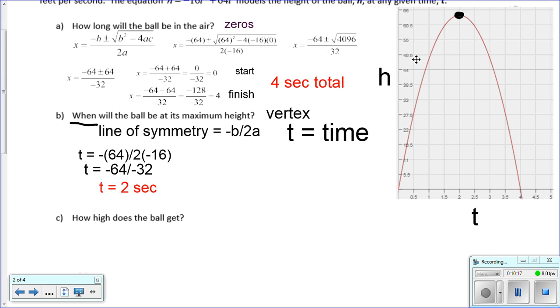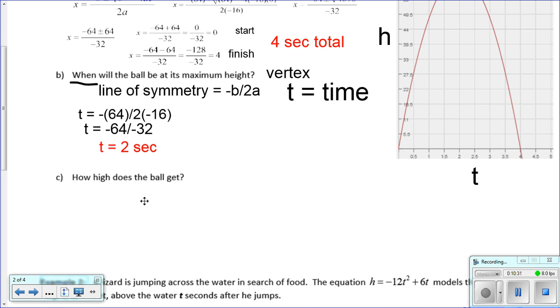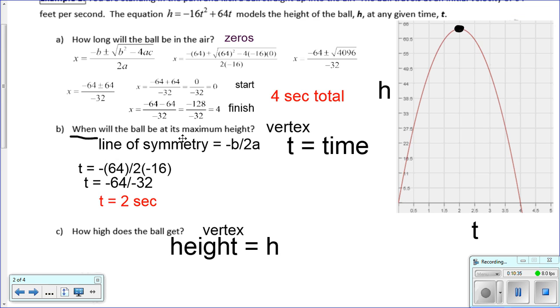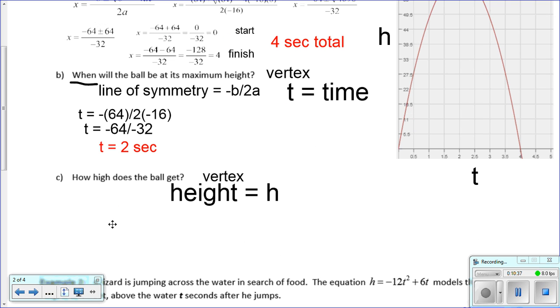And how high does the ball get? Well, that's our y value, the h. So we're going to take our line of symmetry, because we have the x value for the vertex, and we're going to use that to find the y value for this vertex. So we're going to start with our equation, which we started at the top, and instead of t, we're going to plug in 2. So negative 16 times 2 squared plus 64 times 2.